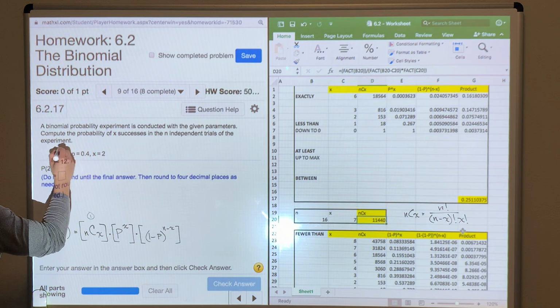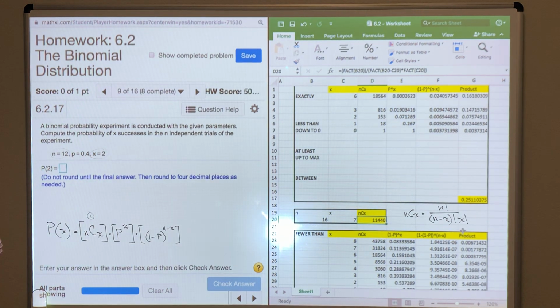Well, I know for mine, here's my n, and here's my x, and my marker's all out of ink. Let me get another one. I'm going to have to go with some blue.